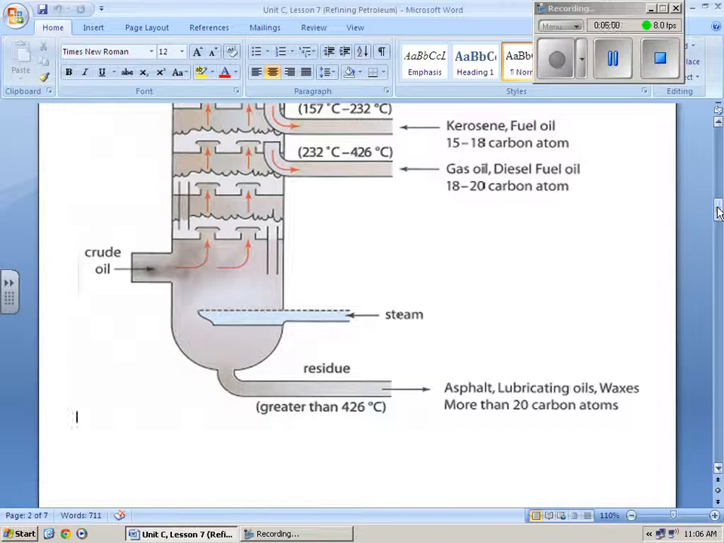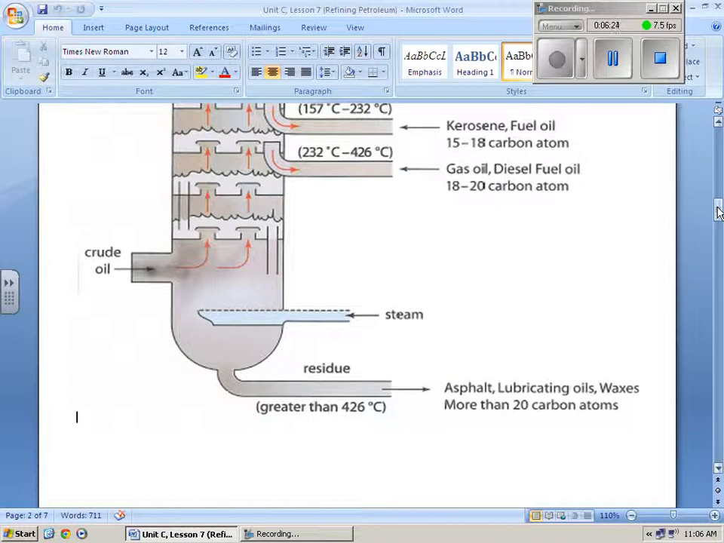And it's going to be collected here, and some examples of things we use that for are asphalt, lubricating oils, and waxes. Usually those have more than 20 carbon atom molecules, okay? So something like C25, for example, something along that line. Now, this crude oil that comes in here has many parts to it.